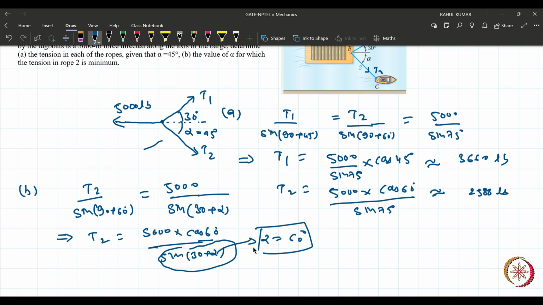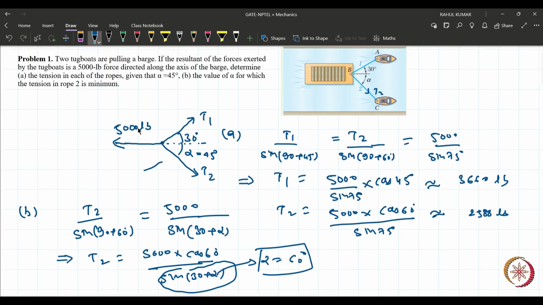Sir, one more doubt, please. Ask it. The unit of force is 5000 LB. What do you mean by LB, sir? LB is actually pound. Pound is another unit of force. Okay, sir. Now let's move forward.